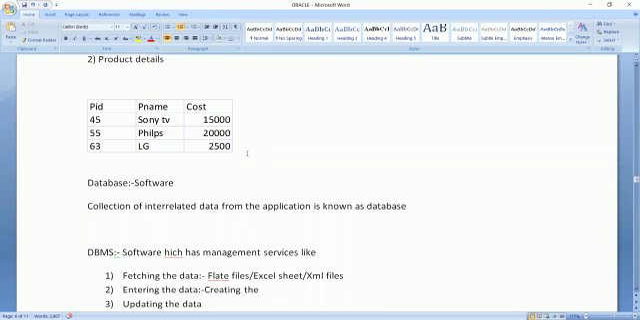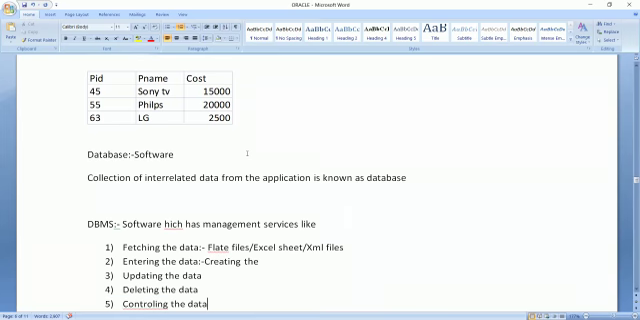DBMS, I told about DBMS. What is DBMS? It's a software. It has so many services. DBMS means database management services. In this, we do some services like, first from a business we'll get the data, fetch the data, save it into some Excel files, and we'll update that into the database or Oracle software.